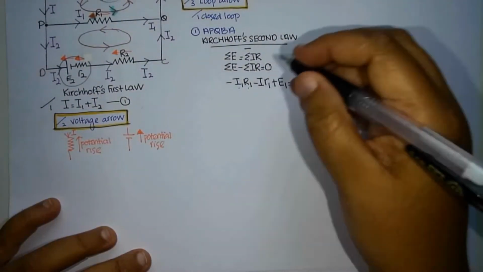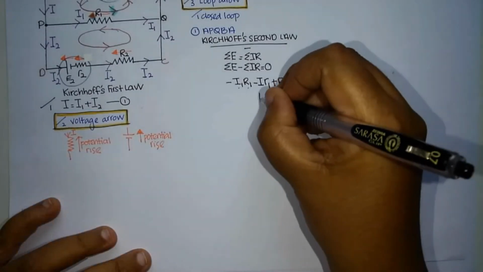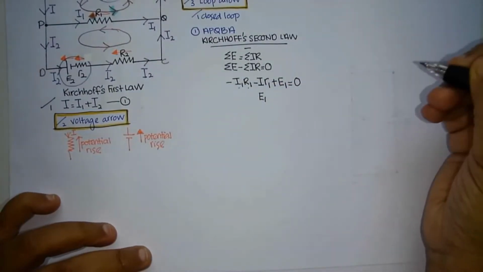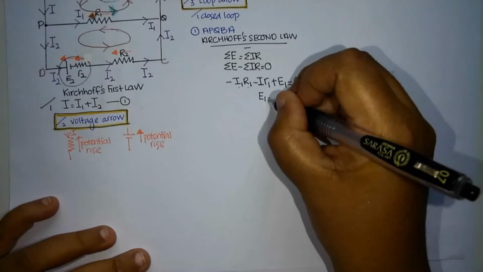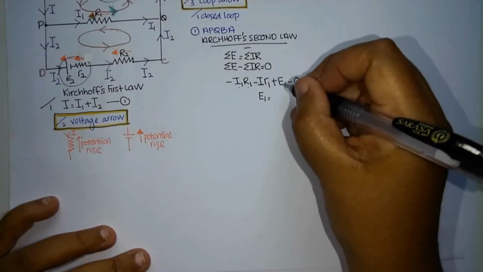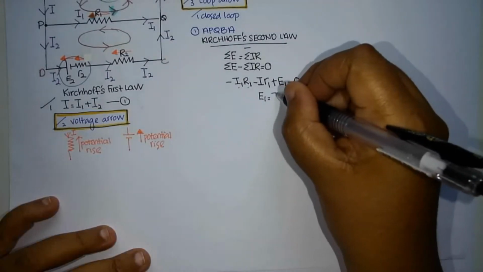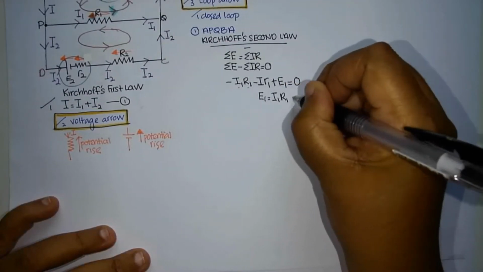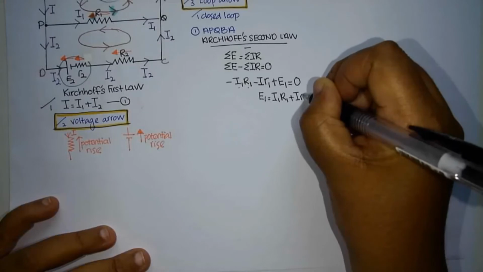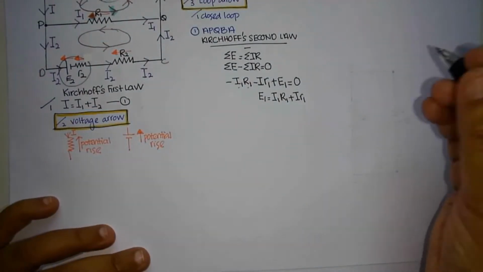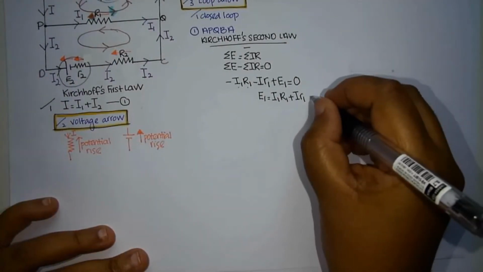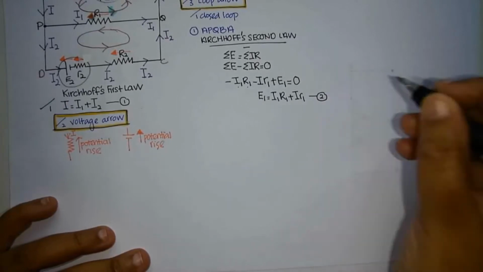So we bring E1 to the other side. We get E1 equals I1 R1 plus I R1. Okay, so this one is equation number 2.